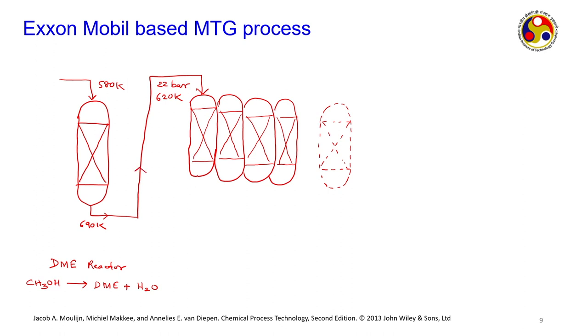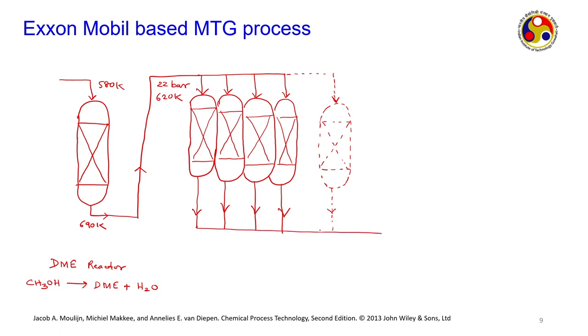What you do is collect all the effluents in a single loop. Obviously, when you are inserting it here, you are also inserting into the other reactors. I will make this one dotted to indicate that this reactor is taken out of the loop, meaning the catalyst is in the regeneration part. Then the entire product, whatever effluents are coming out, is sent to the further processes.